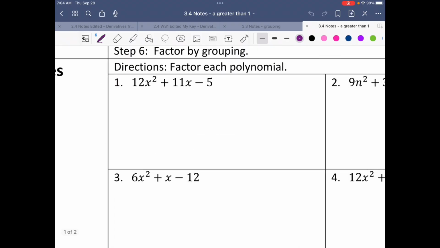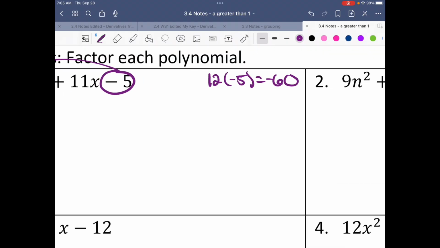The process is still identical. Always look for a GCF first. In example 1, I don't have one. So we're going to multiply the leading coefficient by the constant. But this time my constant is negative. So it's 12 times negative 5. That's negative 60. Factor pairs of negative 60.